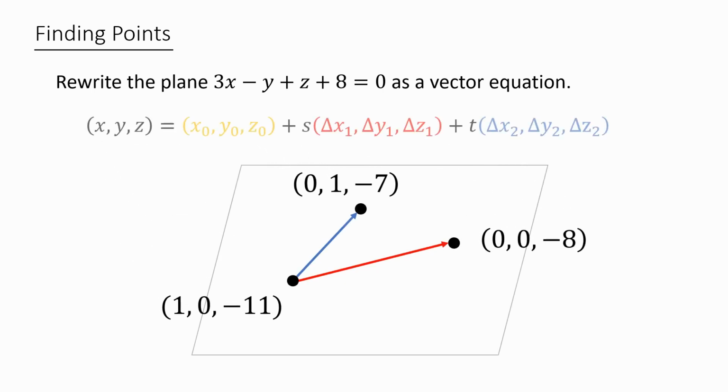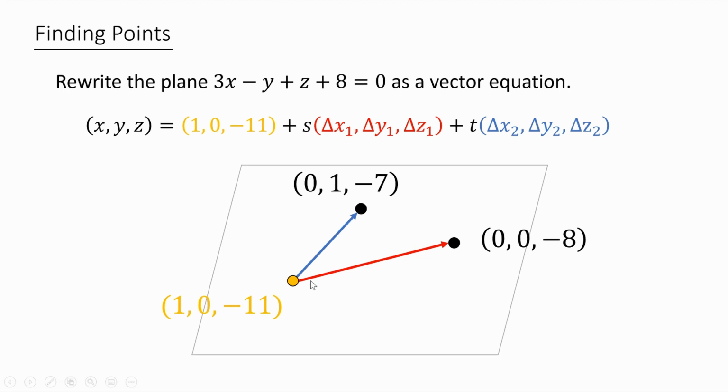Looking now at the vector equation of a plane, we need to decide which point we'd like to start at. In our equation, this is the yellow position vector that has no parameter like s or t at the front. It doesn't matter which one we choose, so let's pick the point (1, 0, -11). We're going to take this point and plug it right into that position vector in our equation. Now, we just have to find our direction vectors.